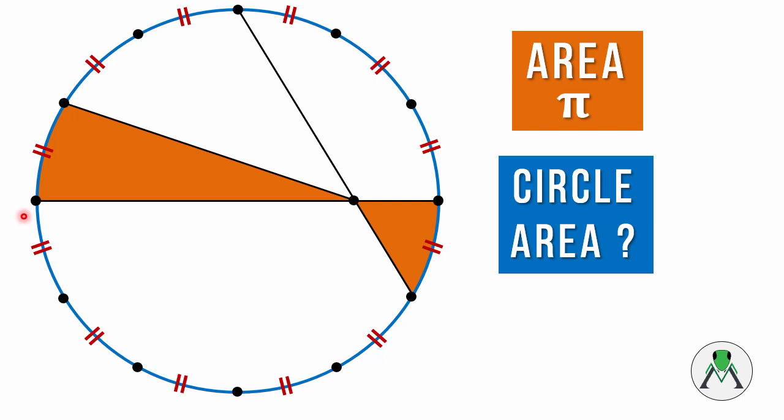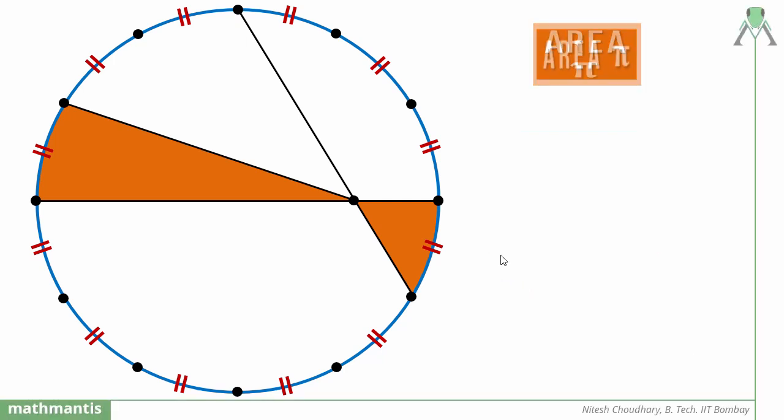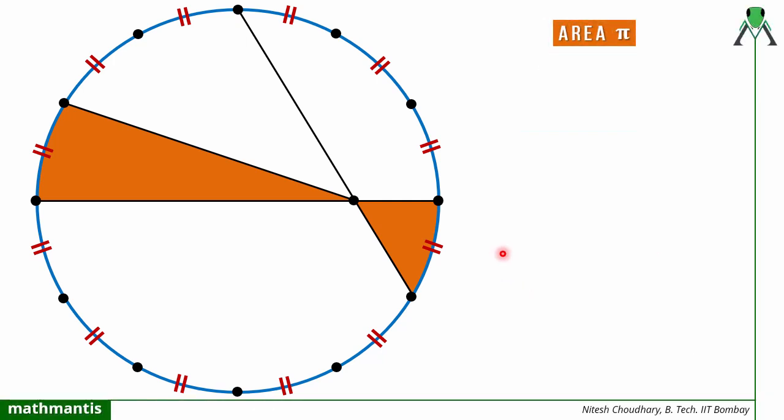In this question, we have been given a circle whose circumference is divided into 12 equal parts. And we have been given that the shaded region area is equal to pi. By using this condition, we have to find the area of this circle. So this is our question.